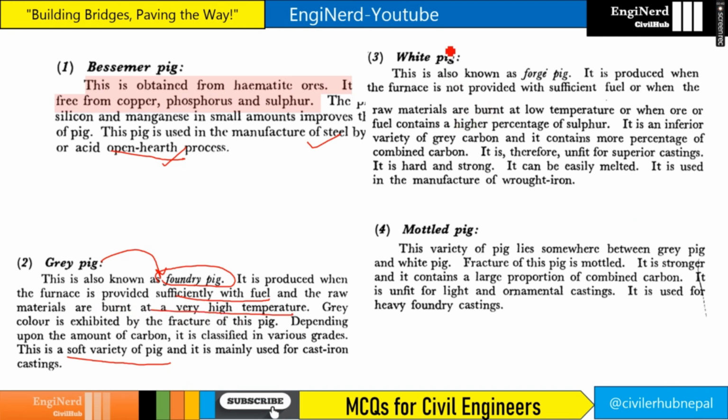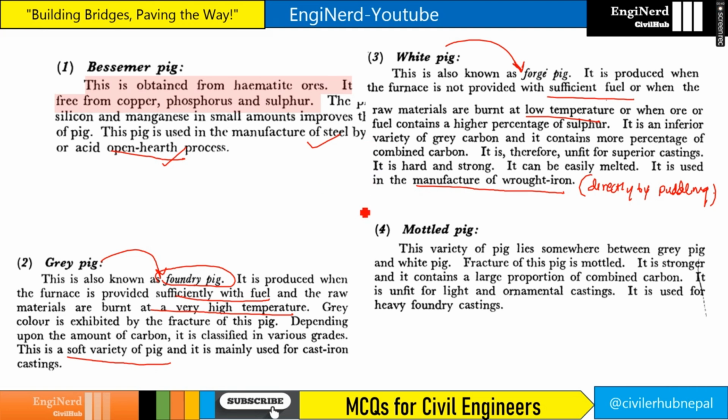And if you consider white pig, it is known as forge pig, right? And it is used in the manufacture of wrought iron also, and directly by boiling, right? So this is the thing. When the furnace is not provided with sufficient fuel, or when the raw materials are burnt at low temperature, then this kind of white pig is formed.